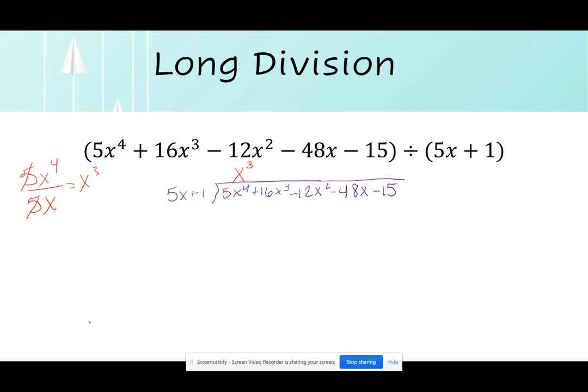Now we're multiplying x cubed times 5x plus 1. So that gives us 5x to the 4th plus x cubed. We're going to subtract this. So 5x to the 4th minus 5x to the 4th goes away. 16x cubed minus x cubed is 15x cubed, and copy everything else down.